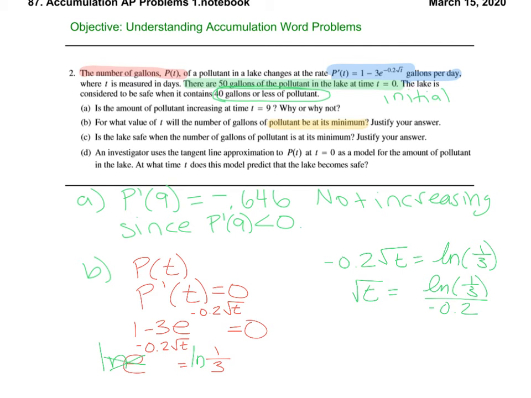I'm going to put that in my calculator. So let's see, ln of a third is a negative, because it's between 0 and 1, divided by negative 0.2. So I got the square root of t equals 5.493, which means square both sides. Square the original, not the estimated version, and I got 30.174. All right, let's go back to the answer.